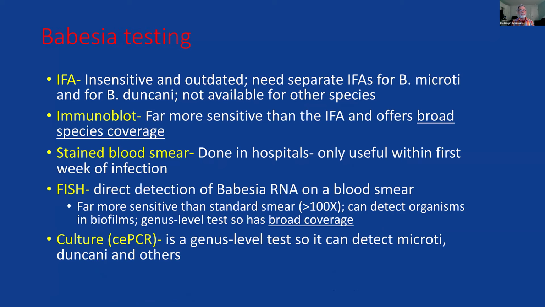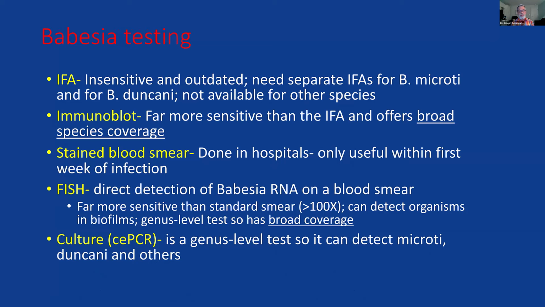When it gets to testing, again, you can get IFA testing, which is outdated. It doesn't measure any more than the one or two species you can order for it. Immunoblot has more sensitivity, broad species coverage, and basically that's the test to do.